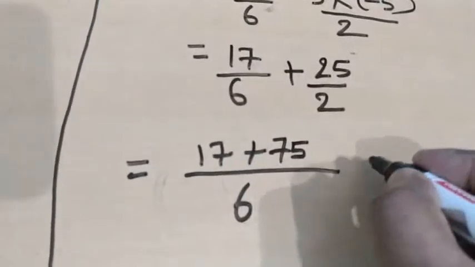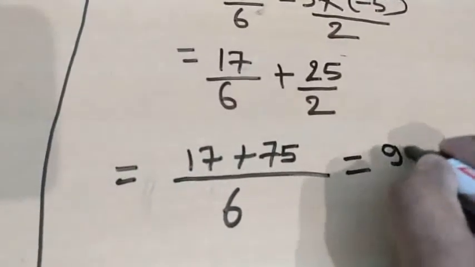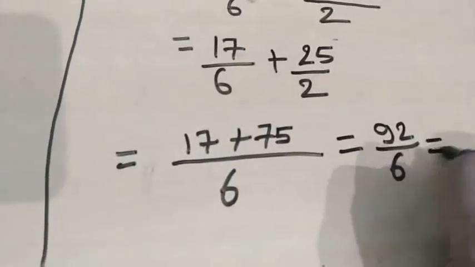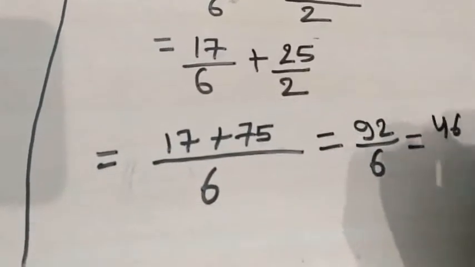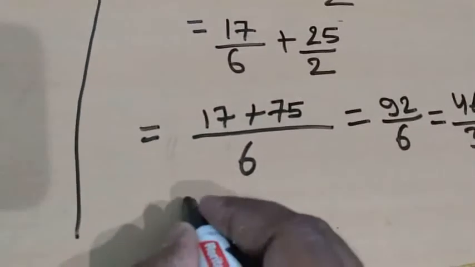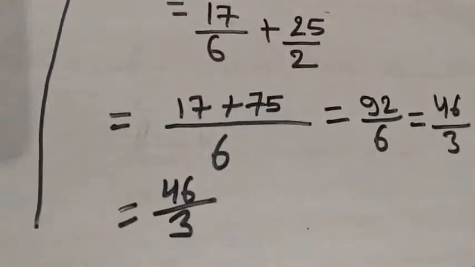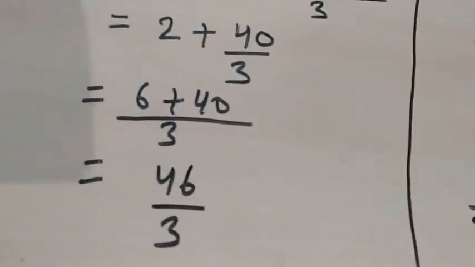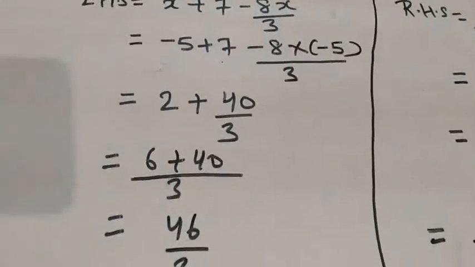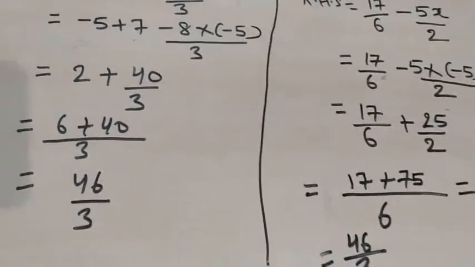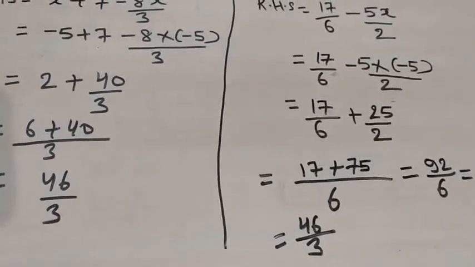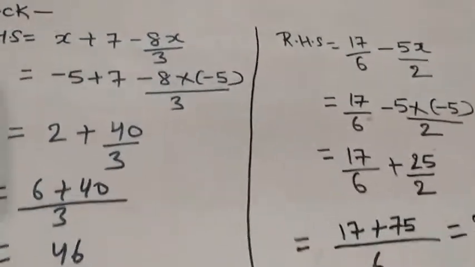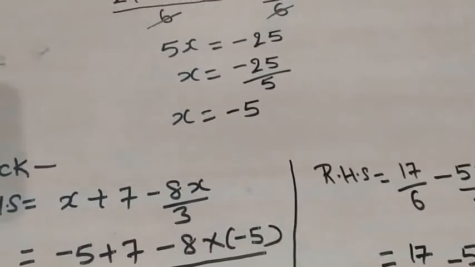So it's become 92 by 6. Okay. If you cancel it by 2, we obtain 46 by 3. Our right hand side is 46 by 3, and our left hand side is also 46 by 3. You can see here. So left hand side and right hand side are equal. So you can say our solution x is equal to -5 is right.